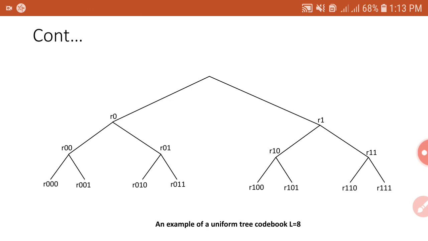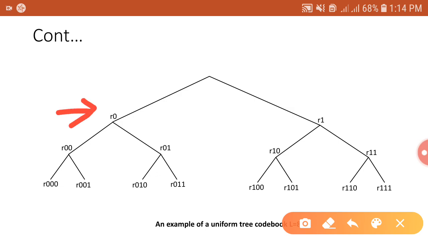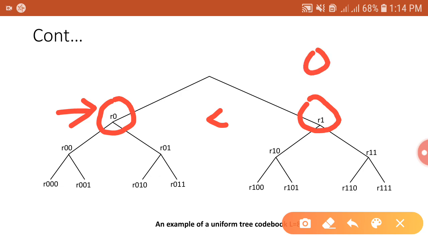So first, for the input vector X, the distortion is measured with the two code vectors here. Consider this level. The distortion is measured with the two code vectors R0 and R1. If the distortion between X and R0 is less than the distortion between X and R1, then you are selecting the left subtree. So 0 is sent as a part of the code word.